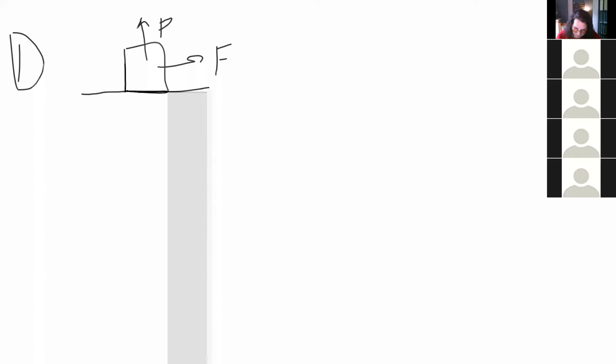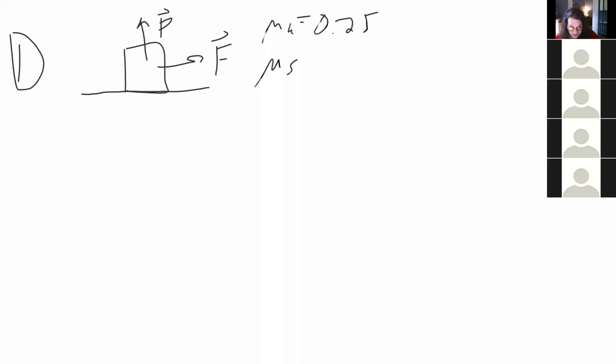And those have hats on them. There we go. And they tell us the coefficients of friction for the block and the surface. They give us two of them. In my problem, it happens to be that the coefficient of kinetic friction is 0.25, and the coefficient of static friction is 0.4.